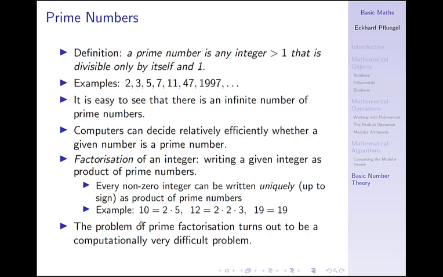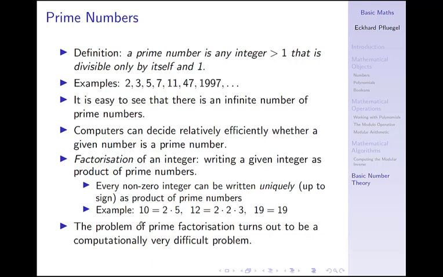Now, in terms of deciding whether a given number is prime or not, it turns out that computers can actually decide this relatively efficiently. It's what we call a non-deterministic algorithm, so it's kind of a randomized algorithm. It doesn't always run with the same speed and might need a number of iterations that is difficult to predict, but it will give the answer eventually. So it's quite efficient really to decide whether a given number is a prime number.